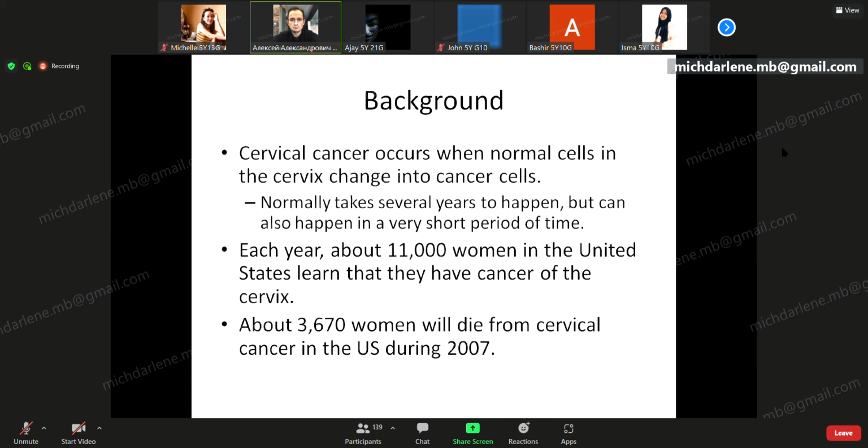It takes several years to happen, but it can also happen in a very short period of time. And what is it? Abnormal cells with abnormal splitting. As a result, we will get a new cancer.